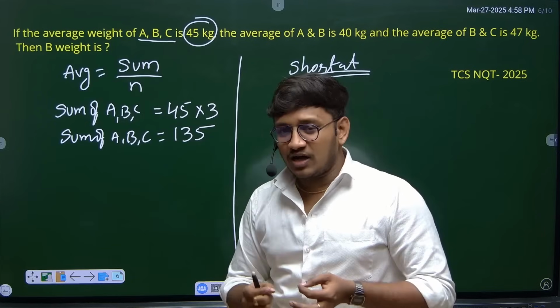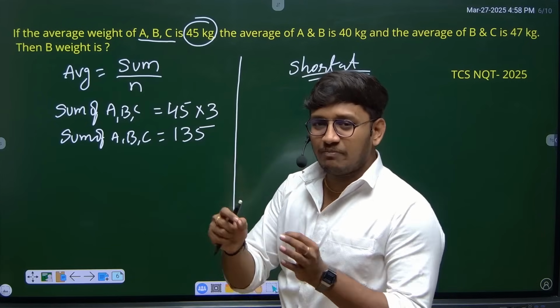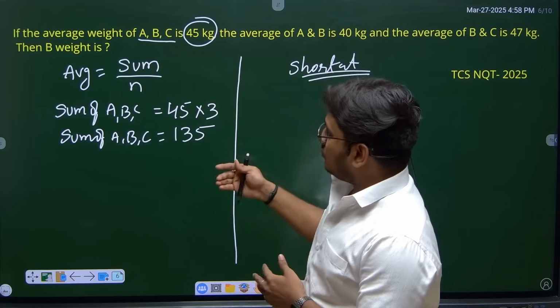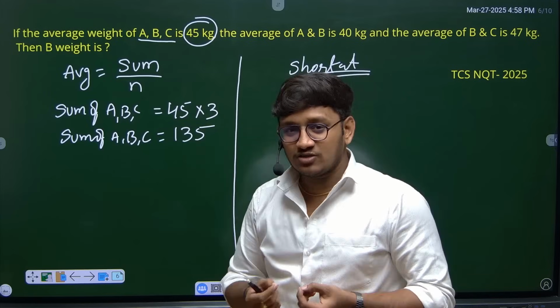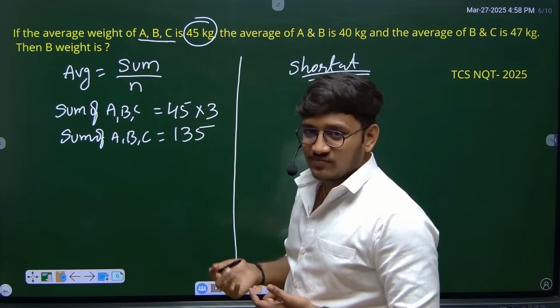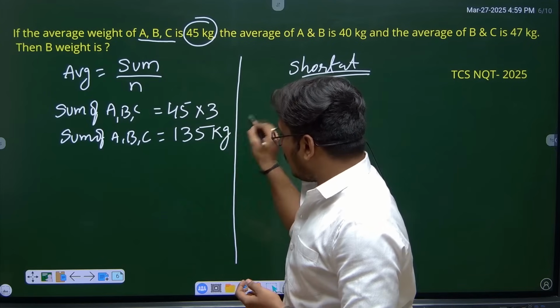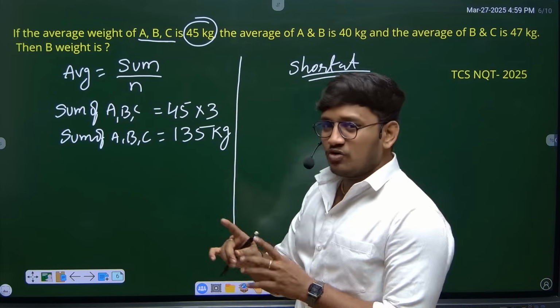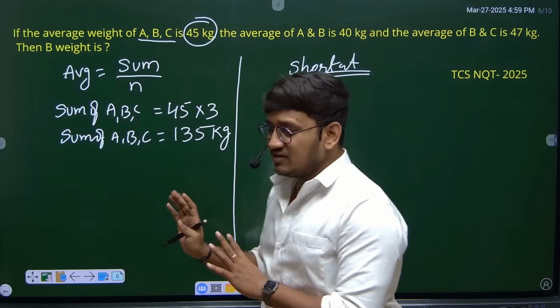Now I got to know that the sum of A plus B plus C ages is 135 years. Sorry, here they are talking about weight, so we can say 135 kgs. The sum of all 3 members is 135 kgs. If it is age, we can take it as years. Terminology is not a big deal here, the logic is.